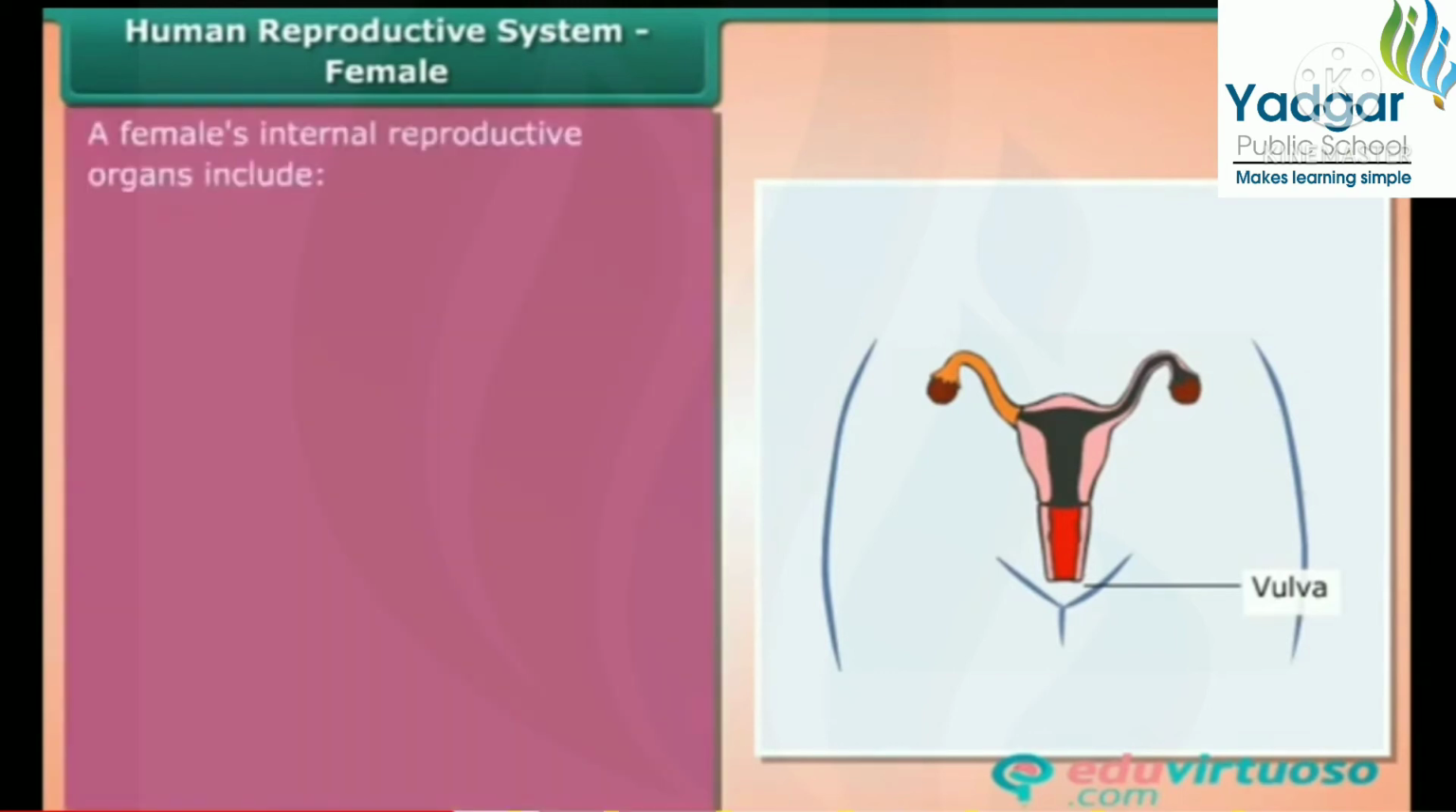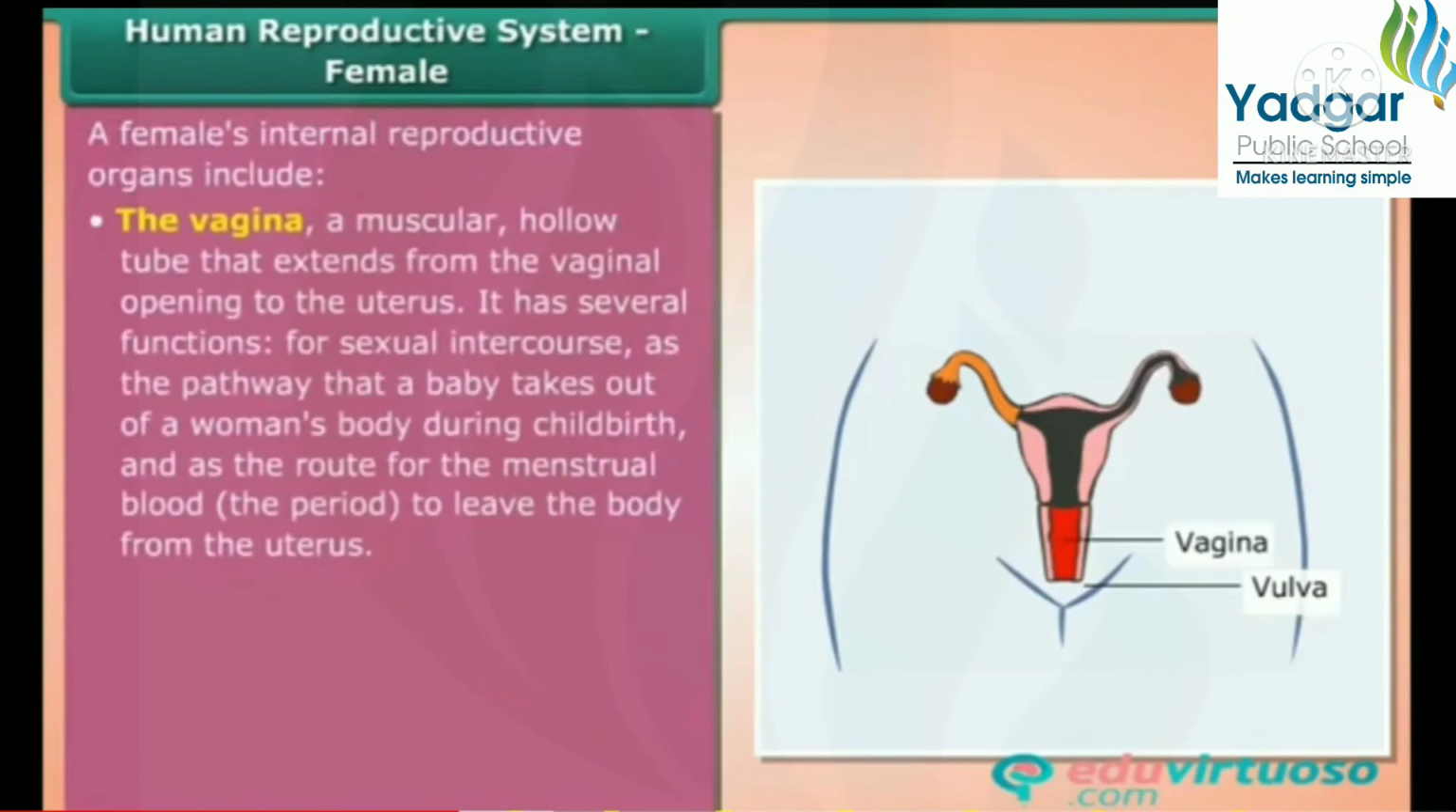A female's internal reproductive organs include the vagina, a muscular hollow tube that extends from the vaginal opening to the uterus. It has several functions: for sexual intercourse, as the pathway that a baby takes out of a woman's body during childbirth, and as the route for the menstrual blood, the period, to leave the body from the uterus.